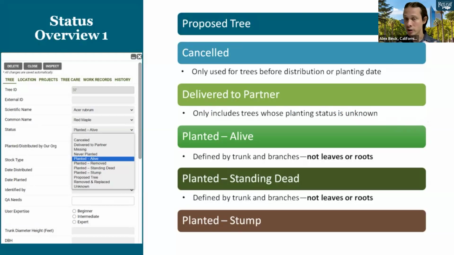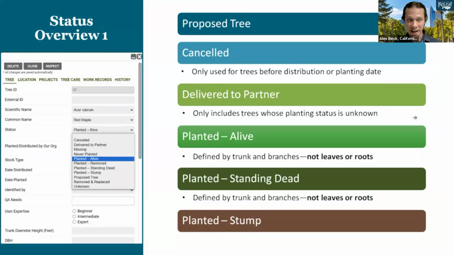Then we have planted alive. This is for any tree that's alive, that's been planted, that we've confirmed has been planted, either because you were there to plant it, or because you went back and saw it, or maybe a partner told you. As a reminder, the alive part of planted alive is defined based on the trunk. You could have dead leaves, or all kinds of things, but if the trunk is alive, we're going to define the tree as alive.